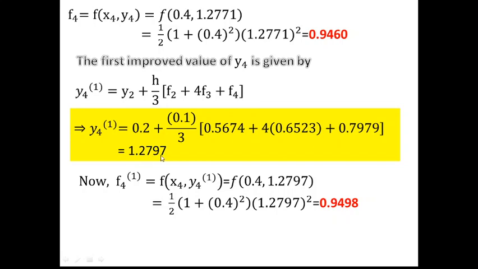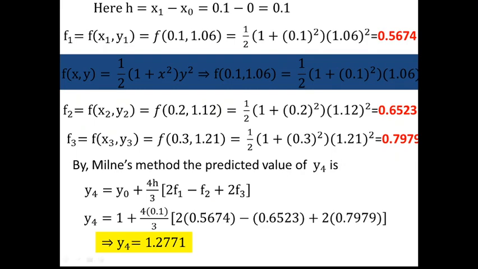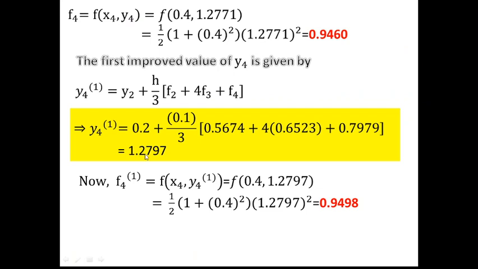Again, after evaluation of y41, I'll compare it with the value obtained for y4 previously. So it is 1.2771, whereas here I am getting 1.2797. The difference is large, so we will have to go for the next improved value of y4. Before that, let's find out its corresponding functional value, that is f41.